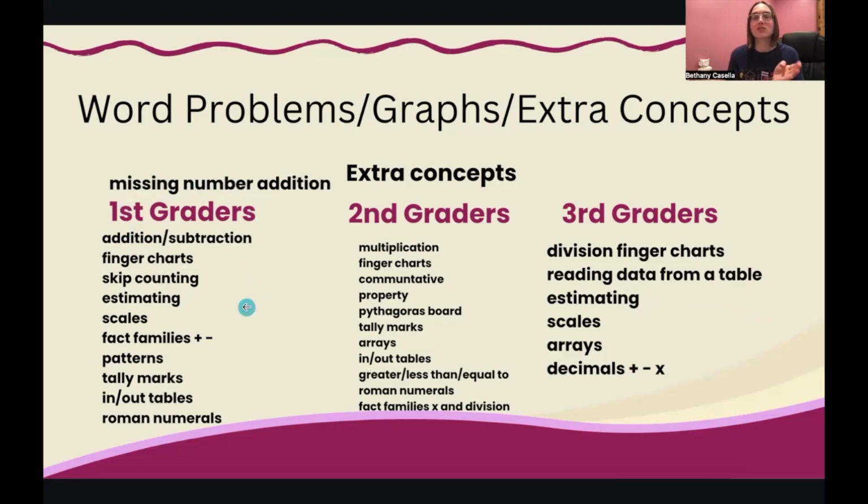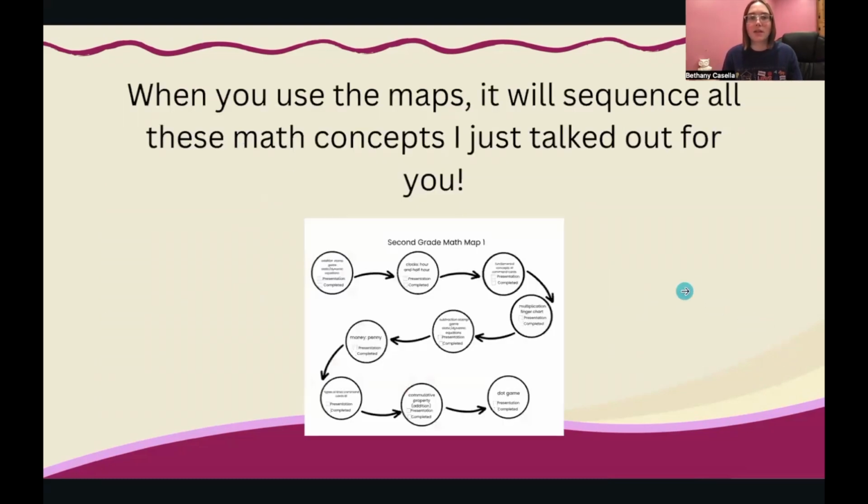So many of my first years loved the missing number addition, where instead of just 2 plus 3 equals 5, it's 2 plus blank equals 5, or blank plus 2 equals 5, that type of thing. So just some different things. And again, just like with the time, money, and measurement, these word problems, graphs, and extra concepts are rotated between that. And then when you use the maps, you'll see the sequence of how it goes.